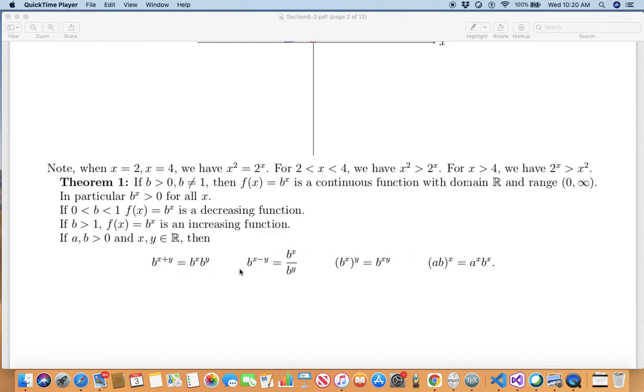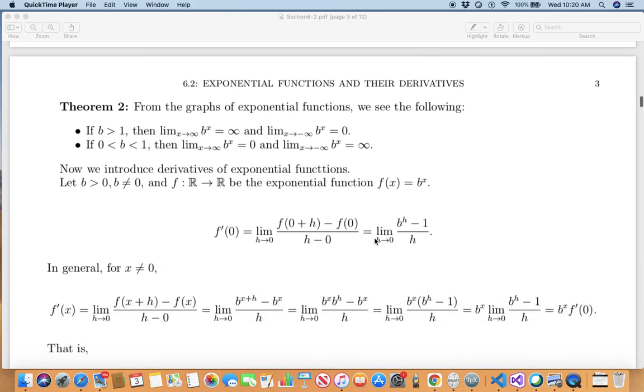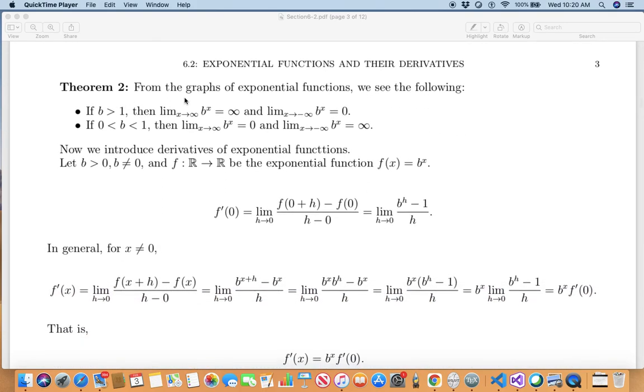So these are standard results you already know. In addition, we have learned a little bit about exponential functions. Now here is theorem 2. From the graphs of the exponential functions we see, if your base is greater than 1, then as x approaches infinity, b power x is infinity, and as x approaches negative infinity, b power x is 0.